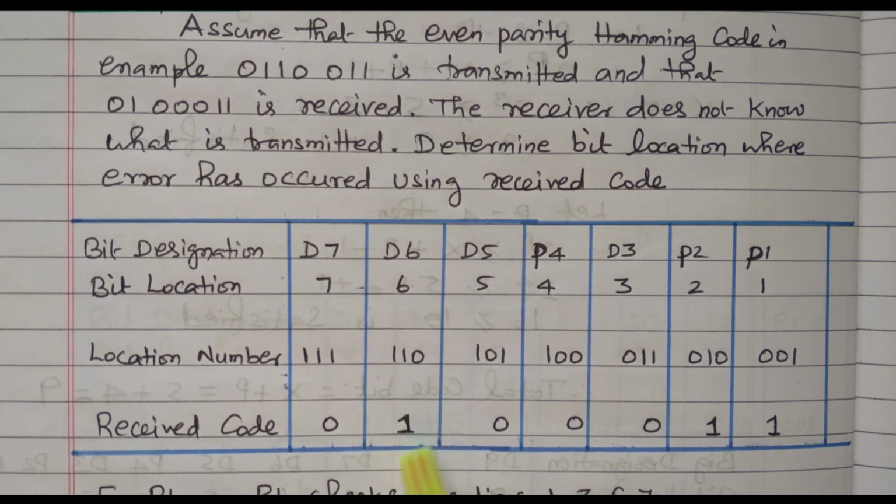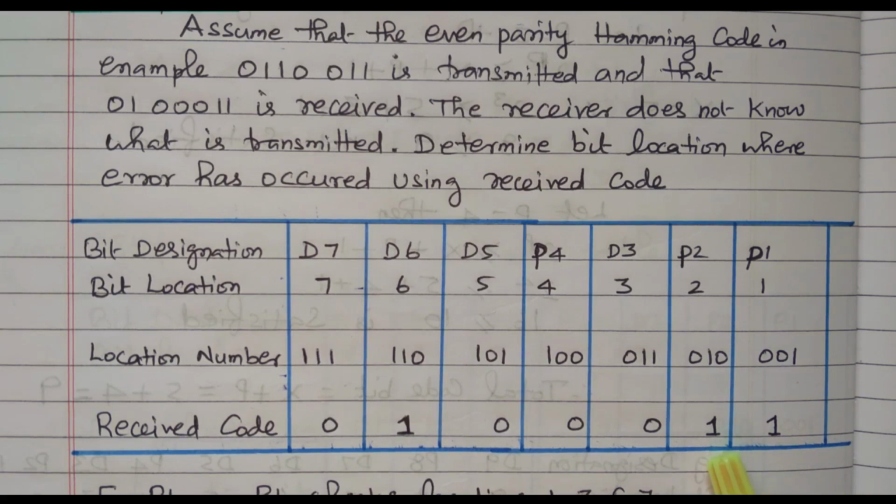So 1 means an odd number. The parity given is even parity, so the resultant value will be 1, right. So P1 we identified as 1, P2 we identified as 0, P4 we identified as 1. Now we'll see the description.